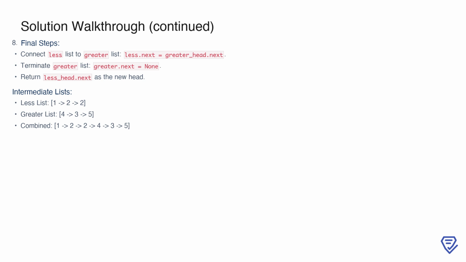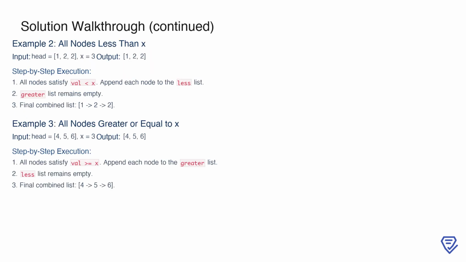The intermediate lists at this stage look as follows. The less list contains the nodes 1-2-2, and the greater list contains the nodes 4-3-5. When combined, the resulting list is 1-2-2-4-3-5. Now, let's explore two special cases to understand how the solution handles edge scenarios.